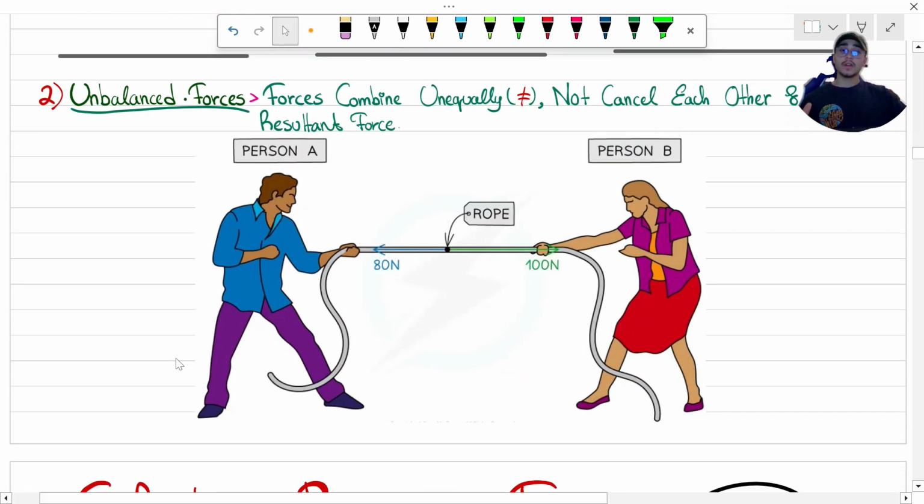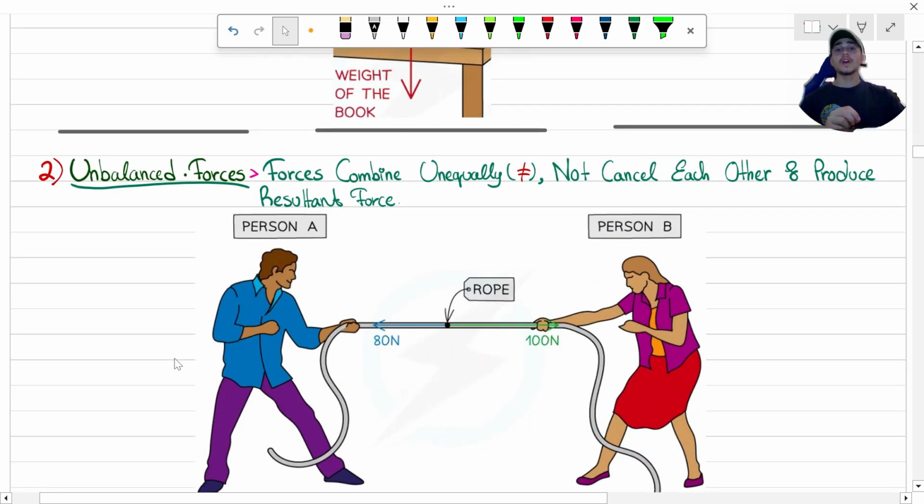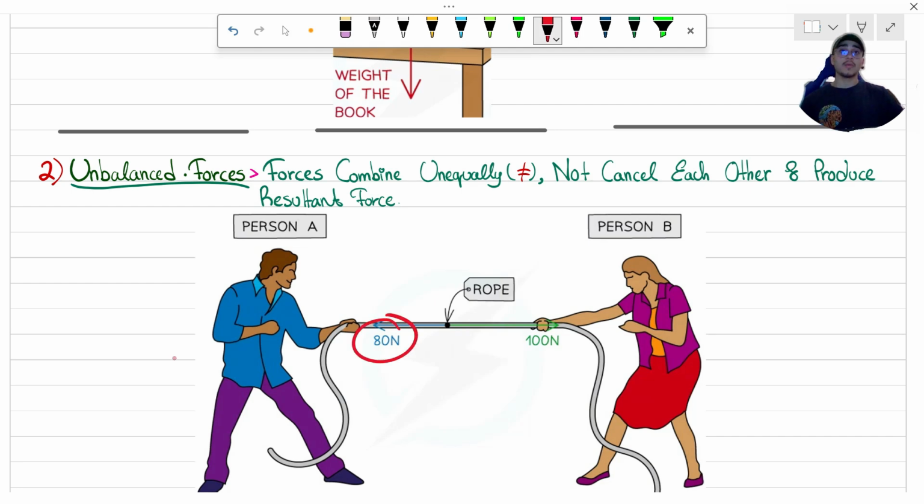The second type of resultant force is the unbalanced force, where there's no balance. Forces do not combine equally. They combine unequally, and they do not cancel each other out. They go to the bigger force side. Person A is pulling with 80 newtons. Person B is pulling with 100 newtons. 100 is obviously greater than 80, so the resultant is towards person B.